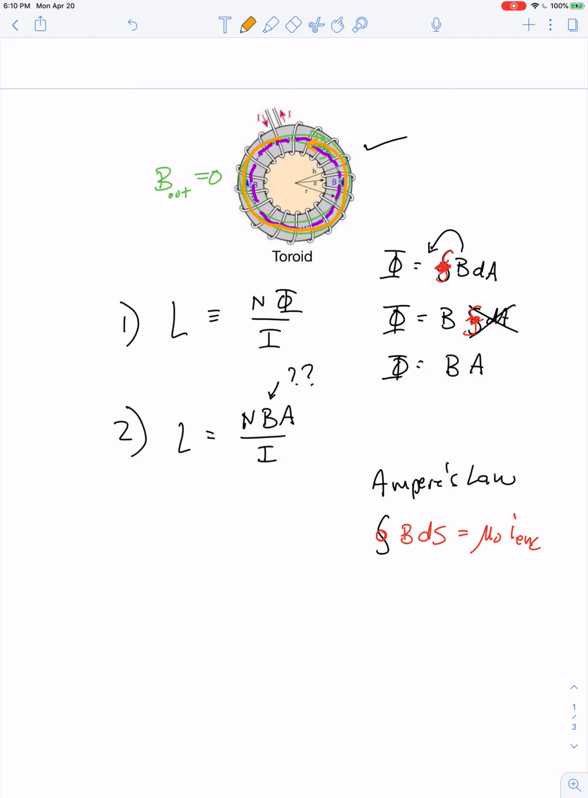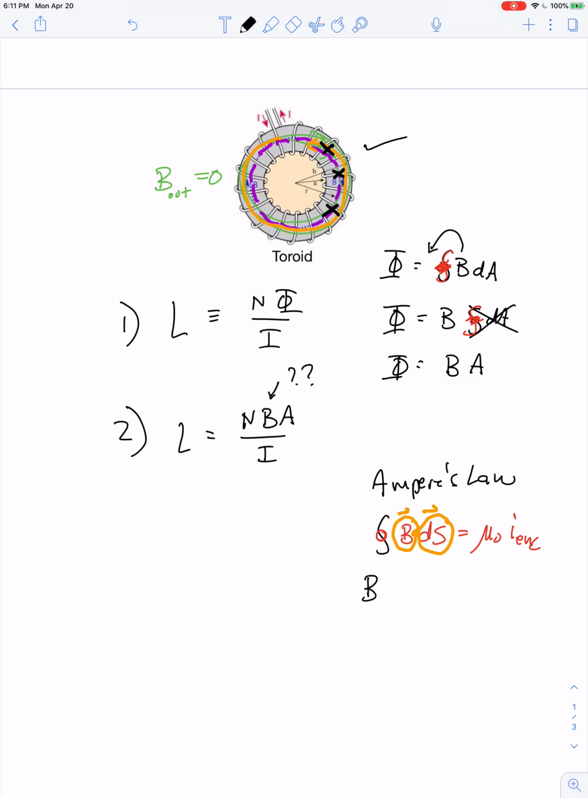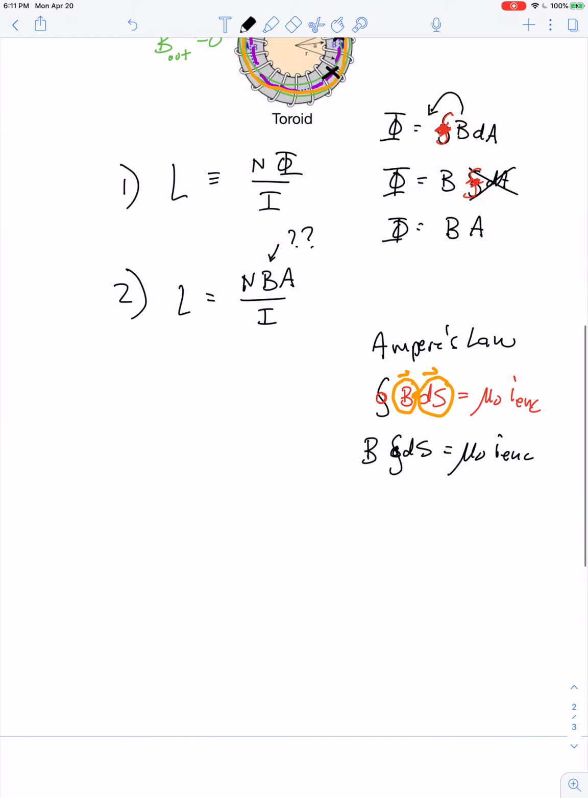Oh, so at all points along my path ds, the magnetic field is parallel to my path, so I don't have to worry about the vector nature of this equation. Okay? And the magnetic field is the same strength at all points of my Amperian loop. So I'm going to take B out of the integral sign, and I'm just left with B times the integral all the way around my loop is equal to mu naught times I enclosed.